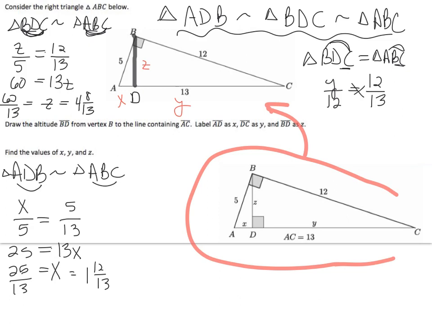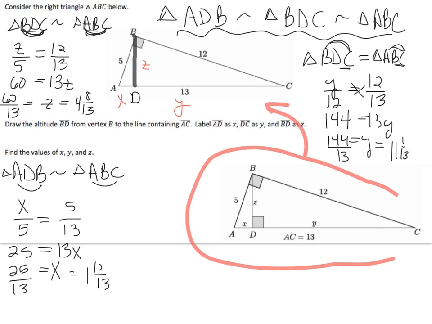Okay, cross multiply, 13y equals 144. Divide both sides by 13. 144 over 13, which simplifies to, this is y equals 11 and 1/13.